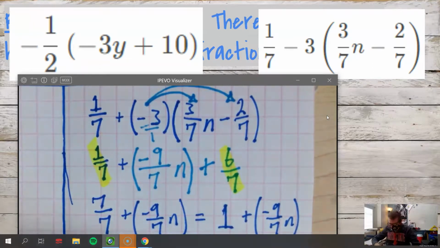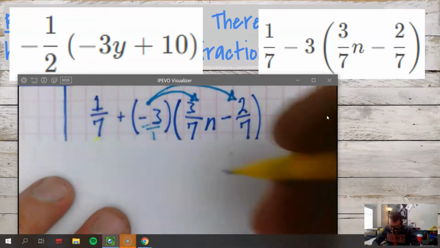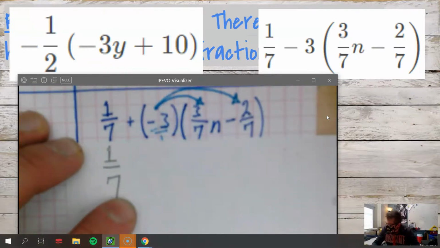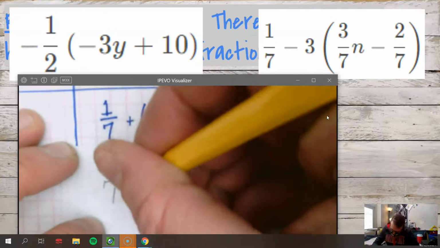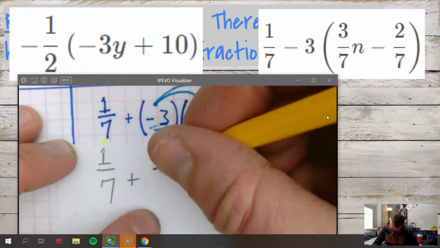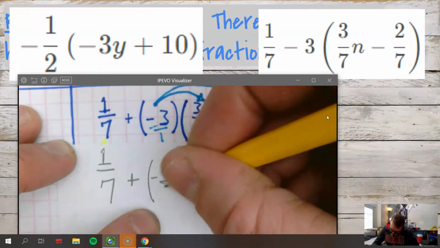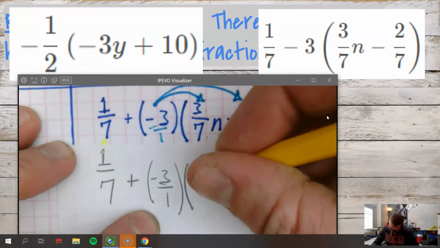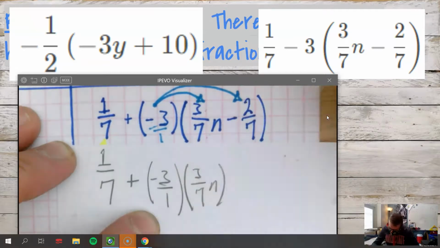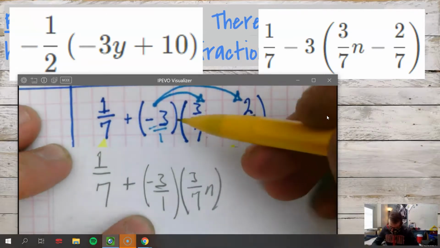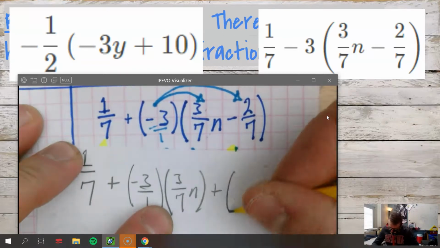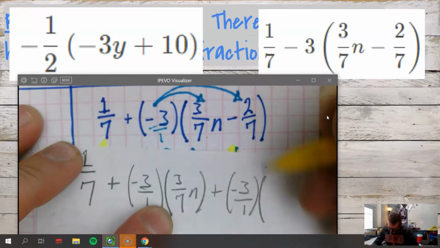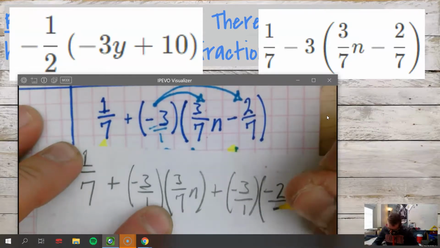So then I skipped the middle step. I'm sorry. The 1/7 falls down. I skipped the middle step, so I'm going back to write the middle step. So then negative 3, which I'm going to make into a fraction, gets multiplied by 3/7 n. And negative 3, which I'll make into a fraction, gets multiplied by negative 2/7.